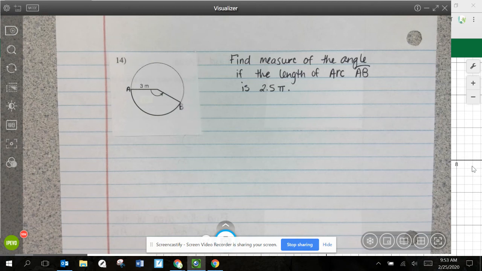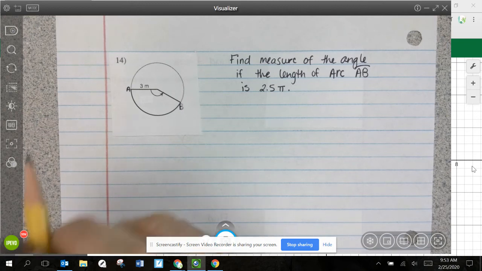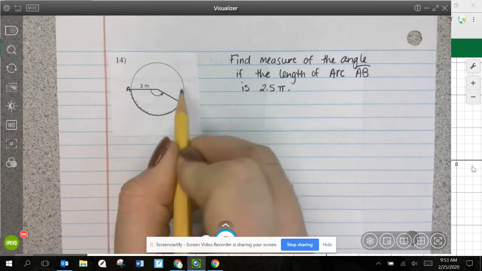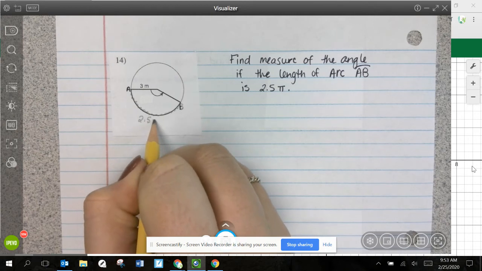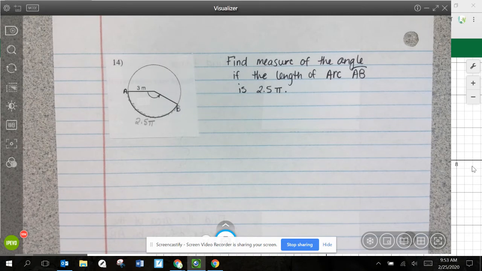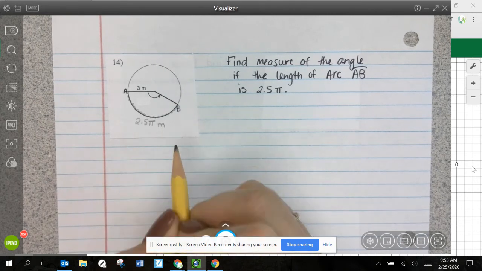In this video, we're going to find the measure of the angle if we know the arc length of our section. So in this question, it says find the measure of the angle if the length of arc AB is 2.5 pi. So what I know about AB is the length is 2.5 pi. That's not the measure of this angle. It's not the measure of the arc, it's the length. We've measured it in meters, okay?